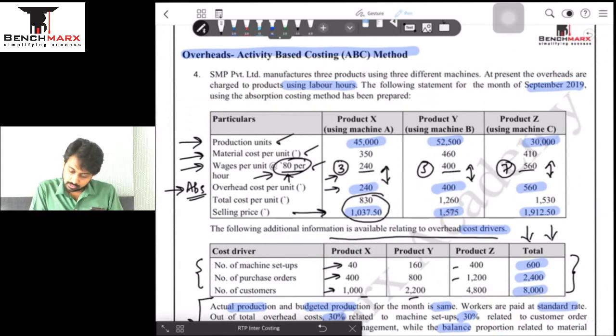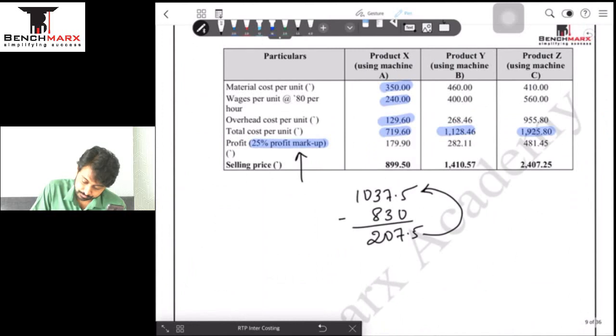Selling price. So what I will do, 1912.5 I'm doing for Z minus 1530, 382.5 divided by 1912.5. This appears to be 20. Har ek alag alag hai. 20 on SP. Okay, so SP ka 20, barabar.